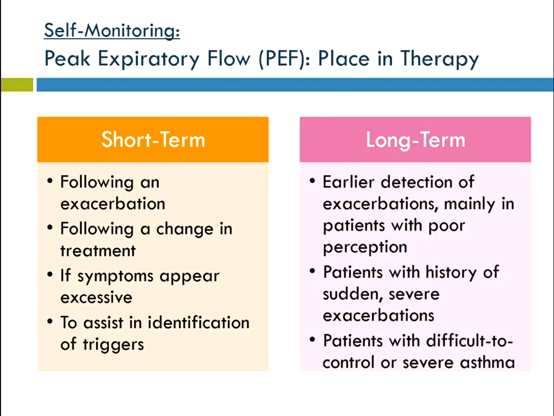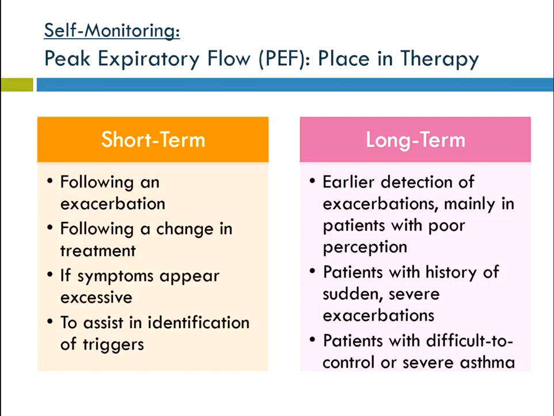Okay. Long term, this is going to help us with early detection of exacerbations. So if the PEF is going down, we can get in the yellow zone and stop with the yellow zone. Usually that's not an exacerbation. We save the patient from that. Usually this is in patients who have a poor perception of how well they're doing. So some patients think, oh no, I'm doing fine.